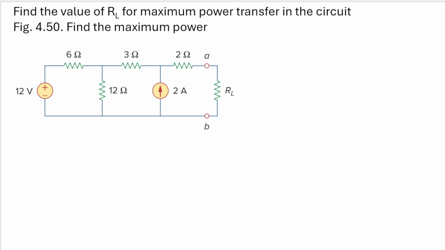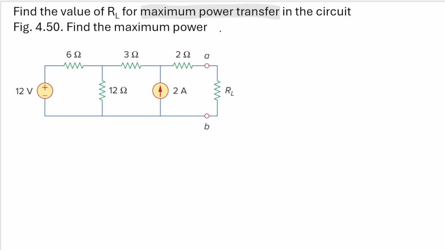The question is: find the value of RL for maximum power transfer. The keyword here is maximum power transfer. In the circuit of figure 4.50, this is the circuit here, and then we need to find the maximum power.